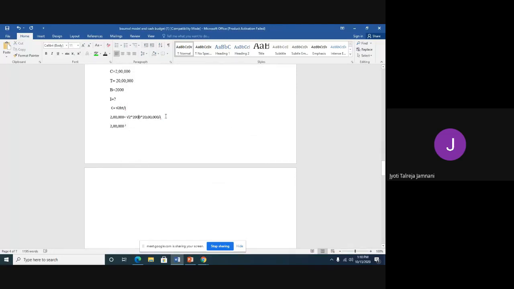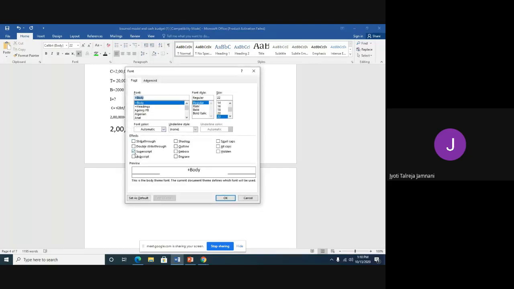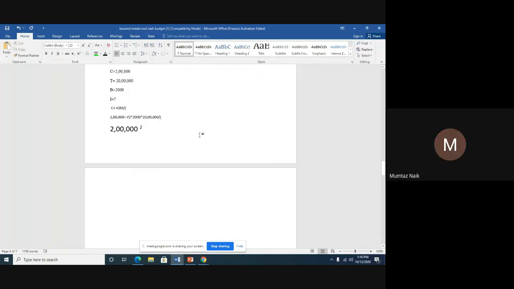So I've taken it on top. I hope it's visible. Just try to increase the font. So it is 2 lakh squared, which is equal to 2 into 2000 into 20 lakh divided by I. Till here, any doubts? I just took the square root to that side. Is that clear? Yes, ma'am.